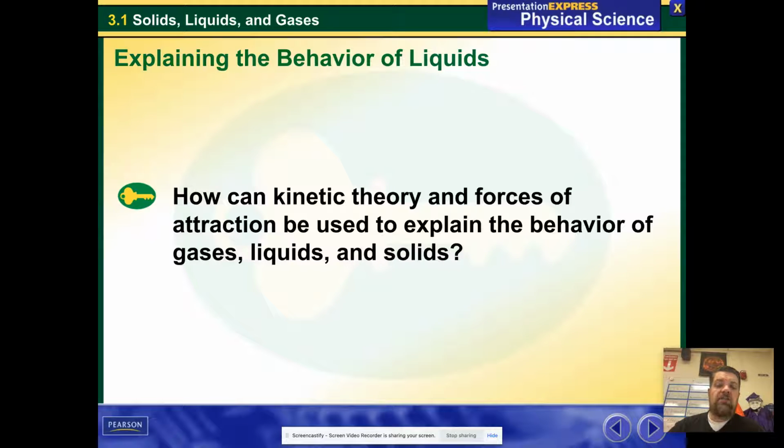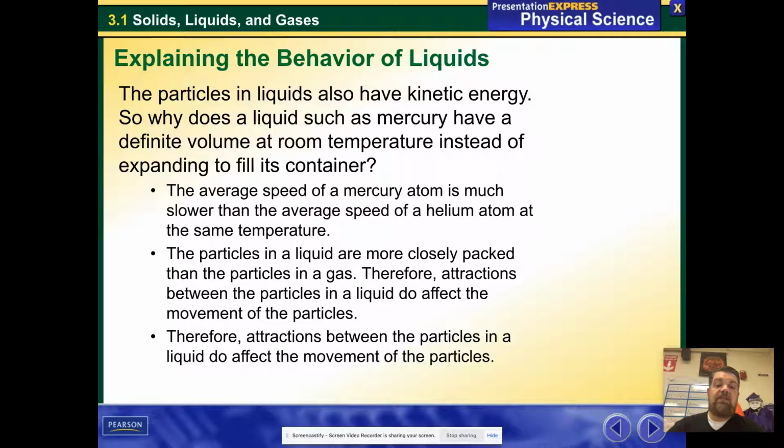How can kinetic theory and the forces of attraction be used to explain the behavior of gases, liquids, and solids? Well, the average speed of a mercury atom is much lower than the average speed of a helium atom. And a lot of that has to do with mass. They're different masses.